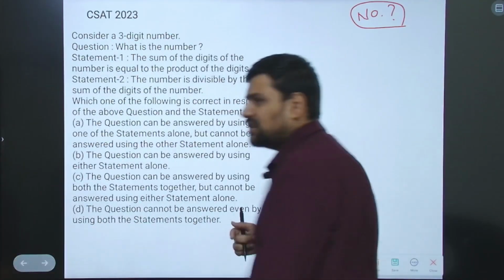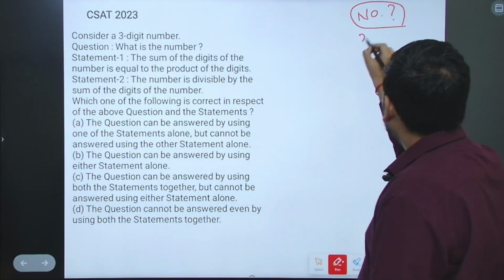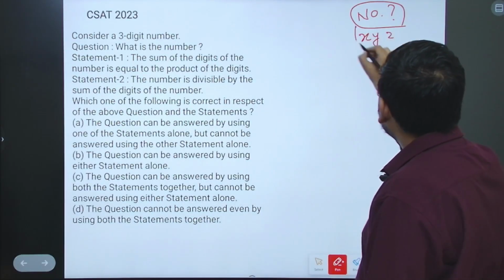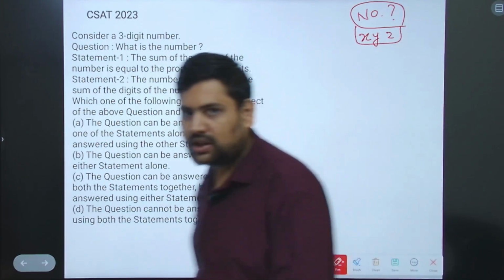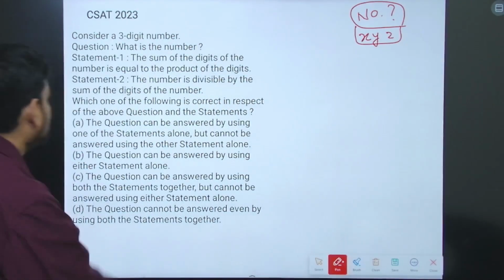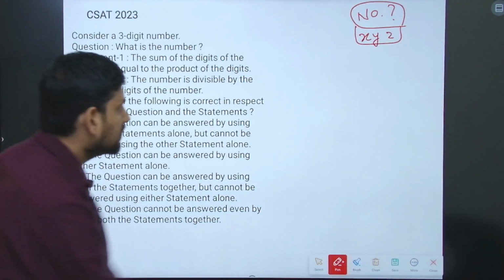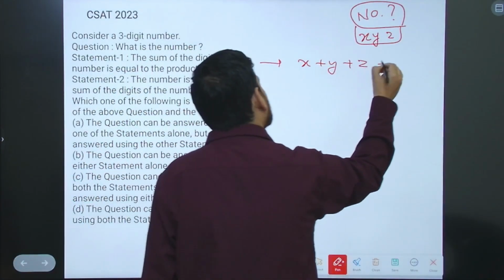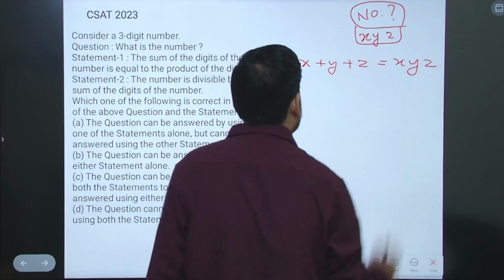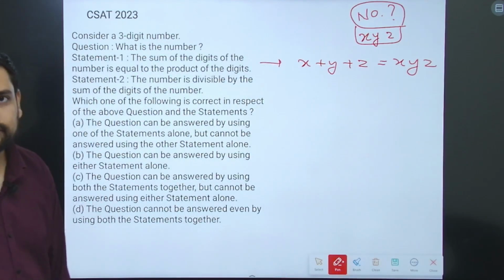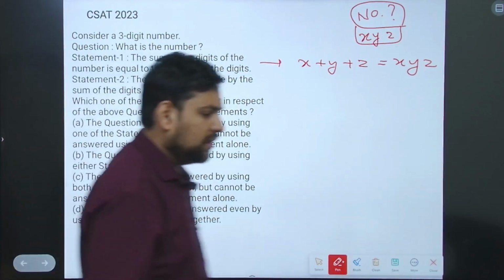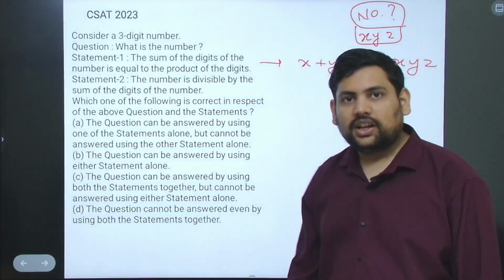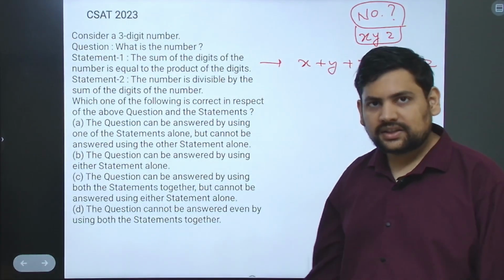Okay, so it's a 3-digit number, so let's call it xyz. Let's say xyz is that number. Now first statement is saying sum of the digits is equal to product of the digits. That means sum of the digits is x plus y plus z is equal to product of digits, means xyz. Now how many numbers do you know like this? How many numbers do you know like this that has this property?